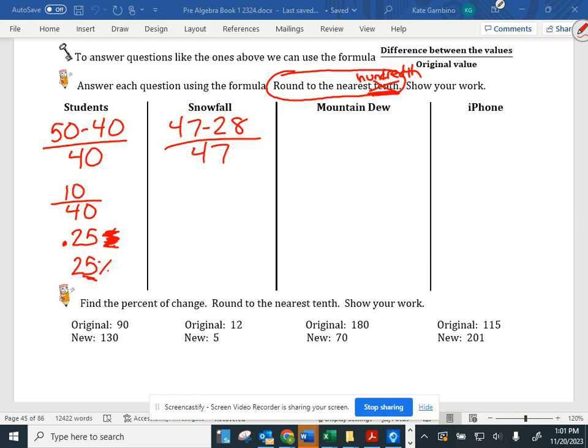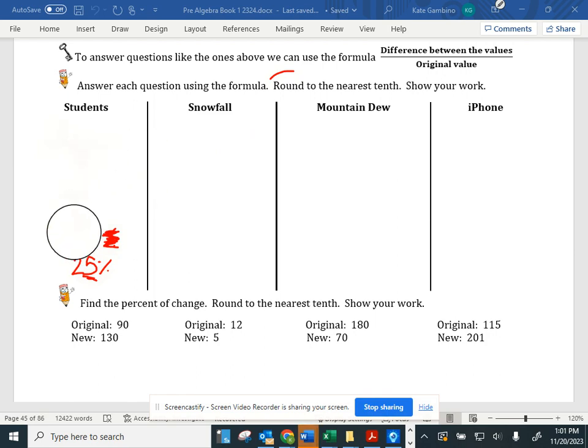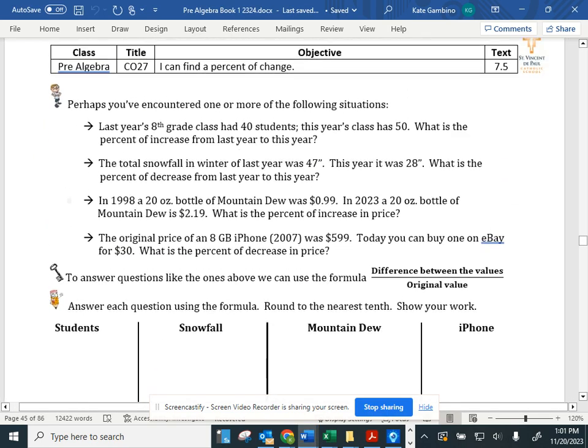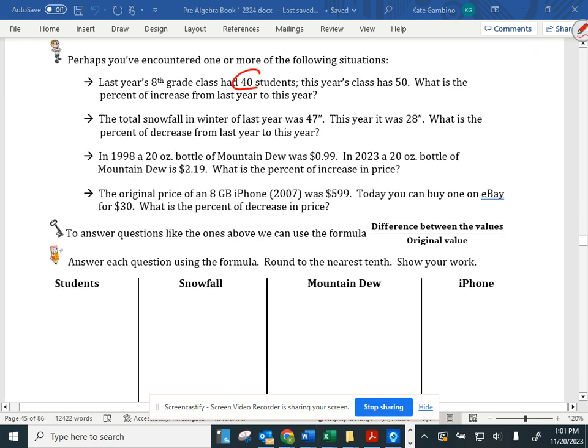Peyton. The original value is 47, right, because that was the first thing it talked about. So if I scroll up, yes. Original value. First thing it talks about. Yeah. Doesn't matter if it's the bigger number or the smaller number. Some will be increases, some will be decreases. The original value is the first part of your problem.